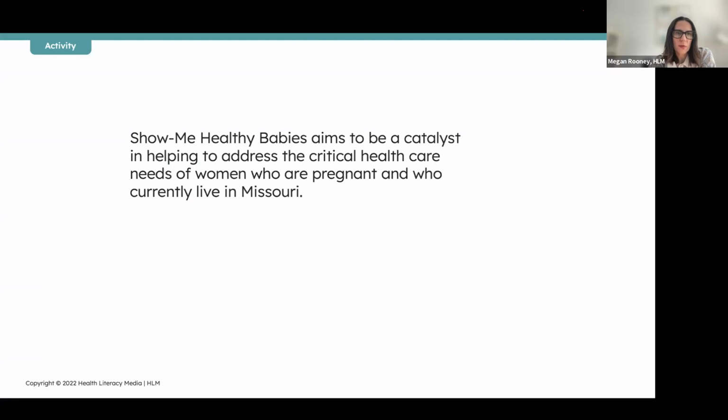So here's another example. Show Me Healthy Babies aims to be a catalyst in helping to address the critical healthcare needs of women who are pregnant or who currently live in Missouri.